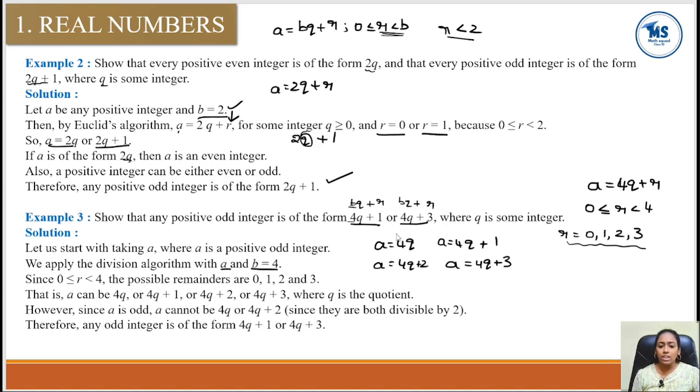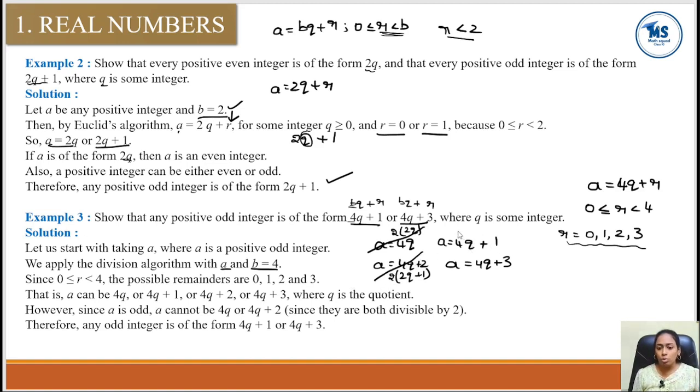Here if you see, if a is equal to 4q we can write it as 2 into 2q, which is in the form of 2 into something, so it is even. If a is odd, it cannot be in the form of 4q, since that is even. Again here, if I take 2 common, 4q plus 2 is 2 into 2q plus 1, again 2 into something. So if a is in the form of 4q plus 2, it will become an even integer. So a cannot be in this form.